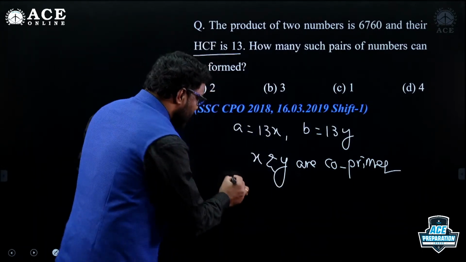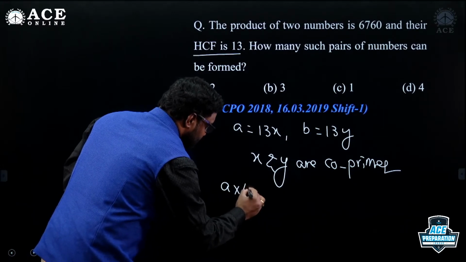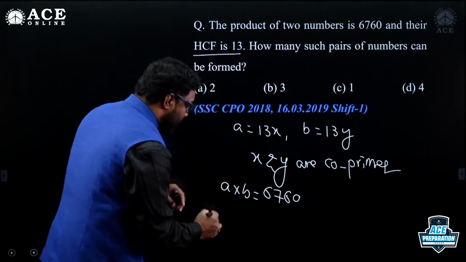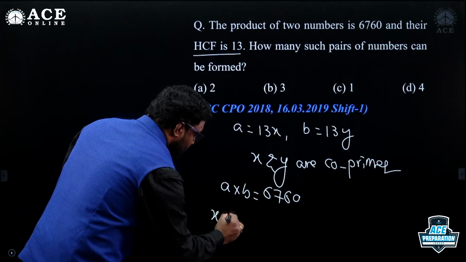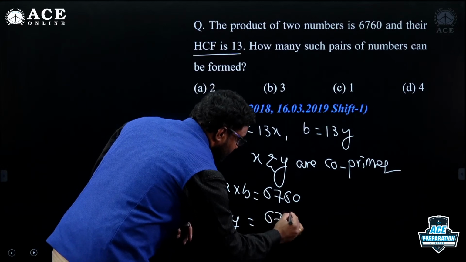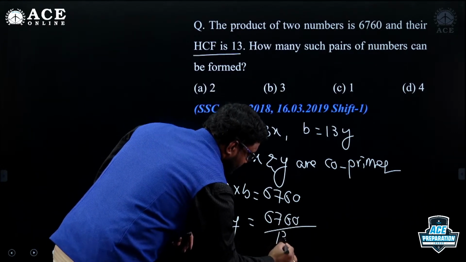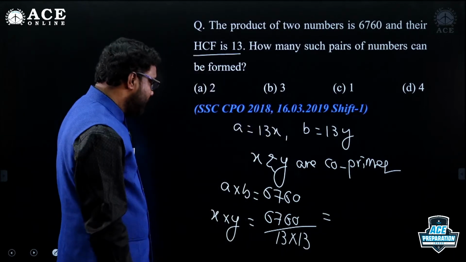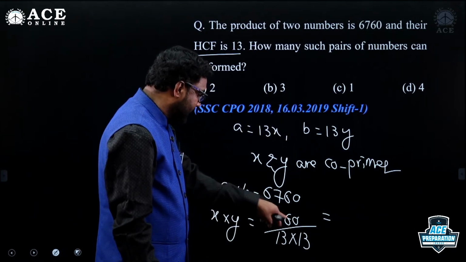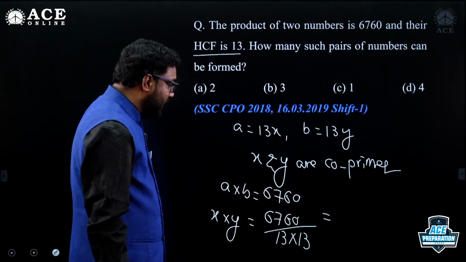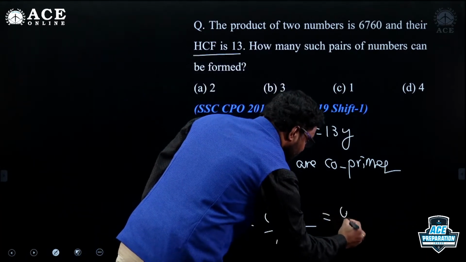So you just check it out. A into B is 6,760. You should divide. This is x into y now. Two numbers product, you should divide with 13 two times. First time it's 520, because 13 5s are 65, 13 into 20 is 260, so you have 520. Again, if we divide by 13, we'll get 40.